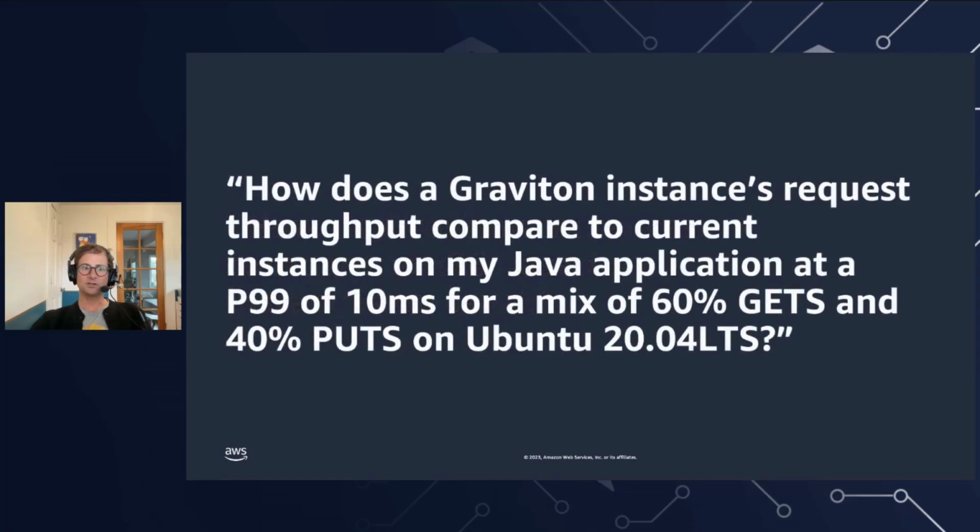A better question, and something that is closer to what you can actually do, would be, how does a Graviton instance's request throughput compare to current instances on my Java application at a P99 of 10 milliseconds, for a mix of 60% gets and 40% puts, on an Ubuntu Linux 20.04 LTS distribution? That's a really narrow question. We have a definition of the software stack, we have a definition of the workload, and we have a definition of what we are running on and what we are comparing with.